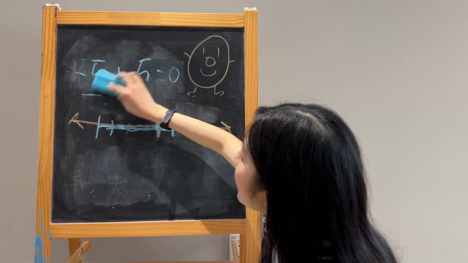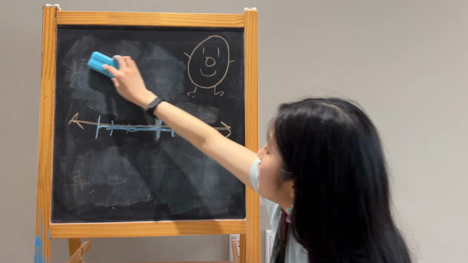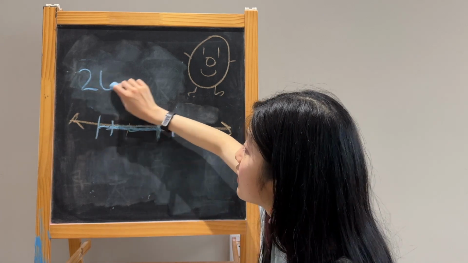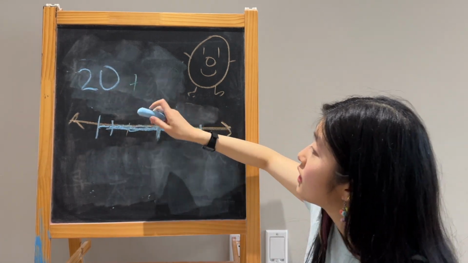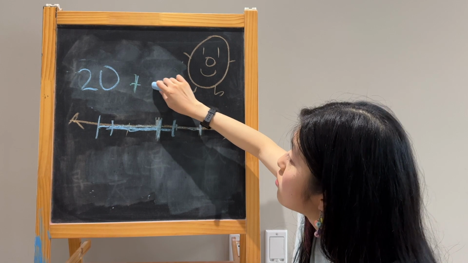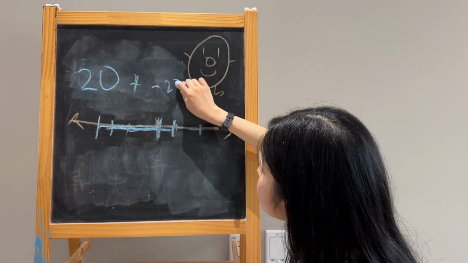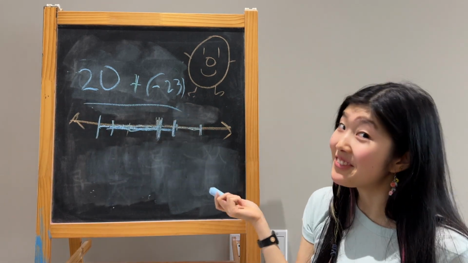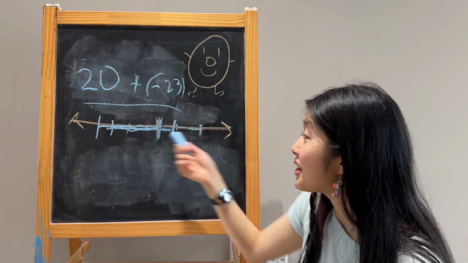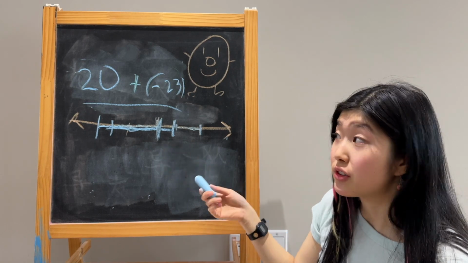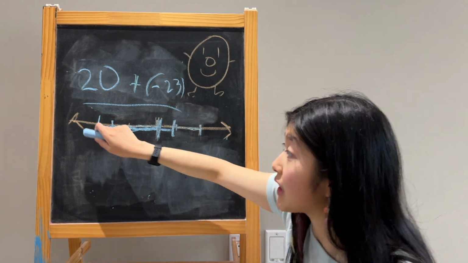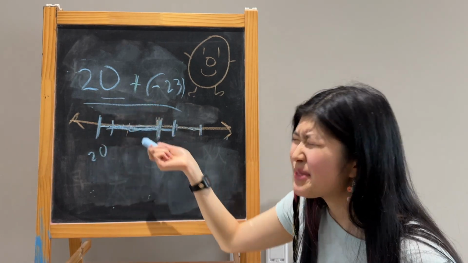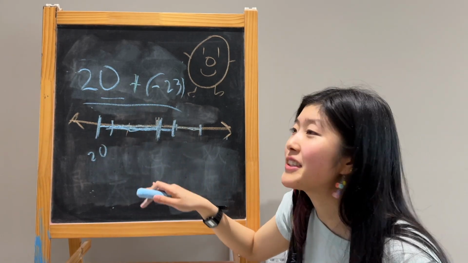Okay, let's say I want to add a bigger number. Let's say I want to add 20, and I'm going to add negative 23 to it. This number is kind of big, right? Like our number line, we can certainly shrink the scale. We can say, okay, let's say this is 20 now. But counting 20 steps, that's pretty tiring, and we don't want to count 20 steps each time.